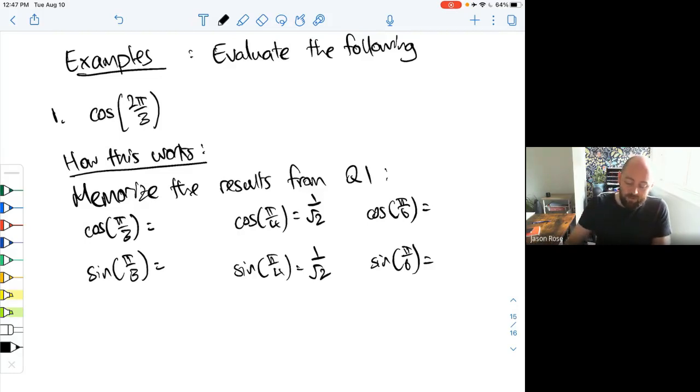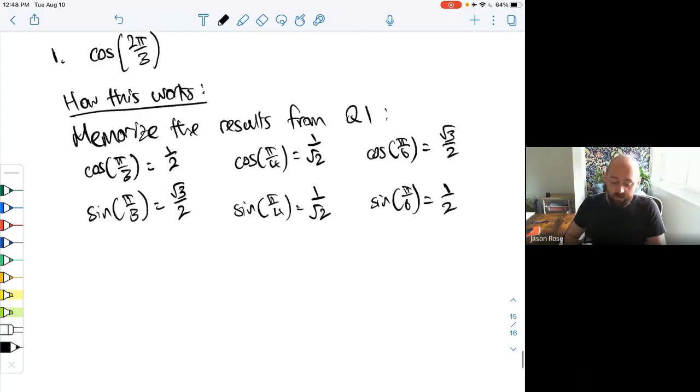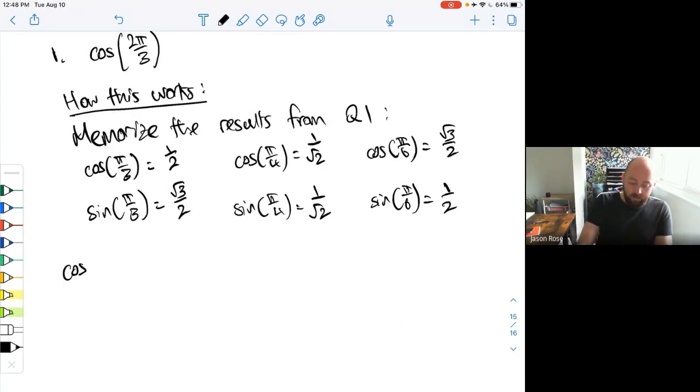Cosine of pi over 3 was... So how I always remember it, for some reason I always remember sine of pi over 6 as a half. That means that the cosine must be root 3 over 2, and it's the other way around for the other ones. Cosine of pi over 3 is a half, sine of pi over 3 is root 3 over 2. Okay, these ones are memorized. So back to the problem at hand, cosine of 2 pi over 3.